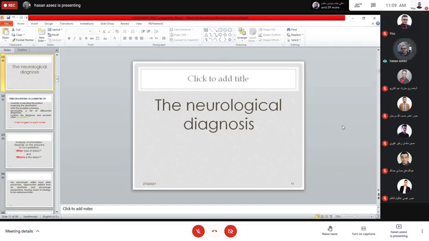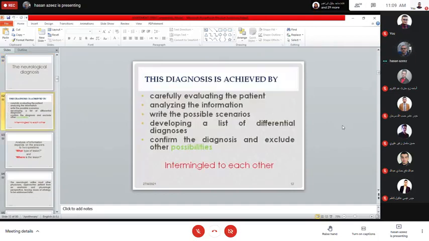The neurological diagnosis. The diagnosis is achieved by carefully evaluating the patient. As we said, we have history and examination. This is the tool for evaluating the patient. Analyze the information. We have the story of the patient, but what is significant? What is not significant? What is the main? What is the cause? And what is the effect?